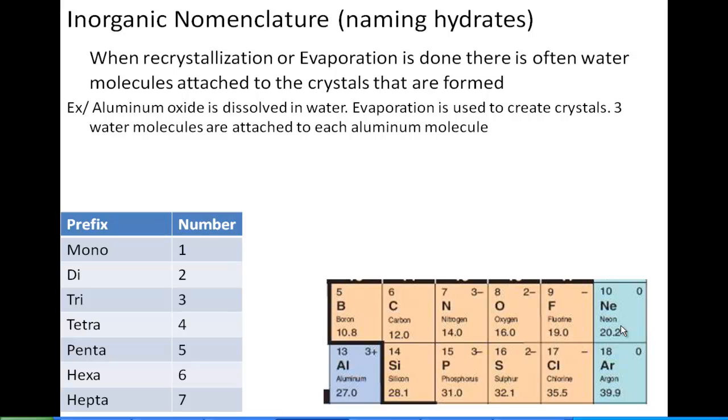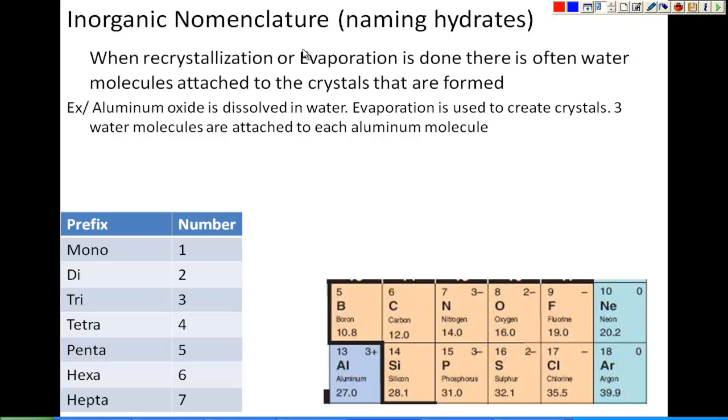Hey again, it's Mr. Lum, and we're going to continue with Chemistry 11, and we're going to be doing some more naming of ionic compounds. But this time, instead of naming just ionic compounds, we're going to be doing it when an ionic compound has water stuck to it, and these are called hydrates. So how does water stick to some ionic structures?